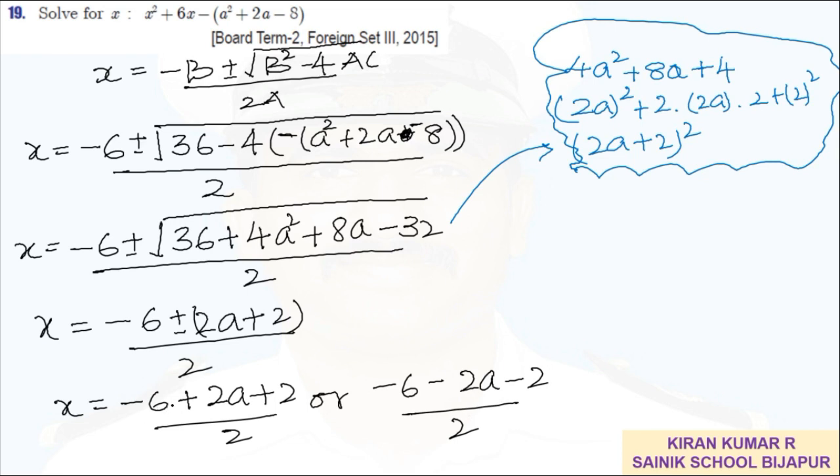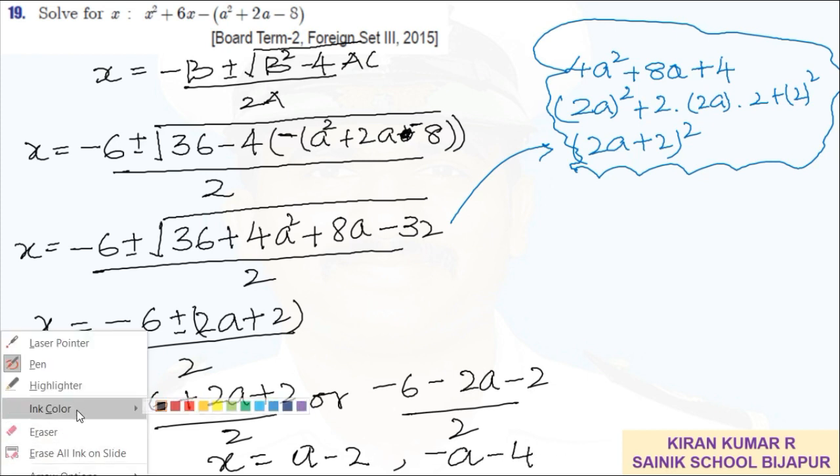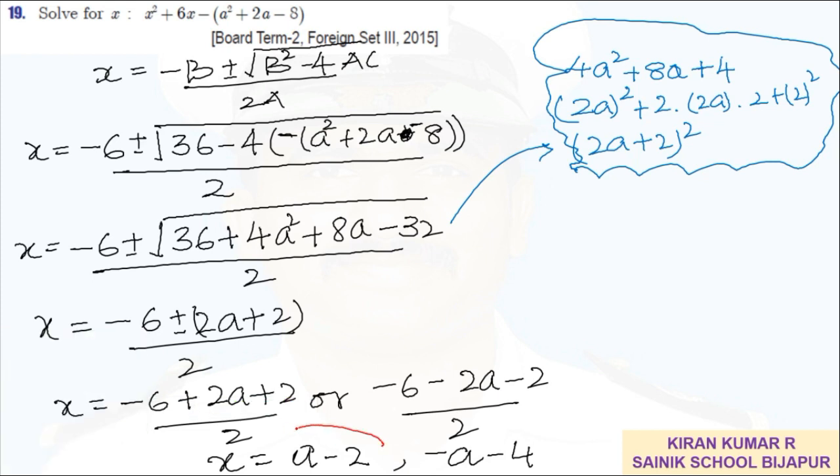Here on simplification this becomes minus 4. So 2a minus 4 by 2, if you simplify, it is a minus 2. This will be minus 2a minus 8 divided by 2. Upon simplification it is simply minus a minus 4. So the roots are a minus 2 and minus a minus 4.